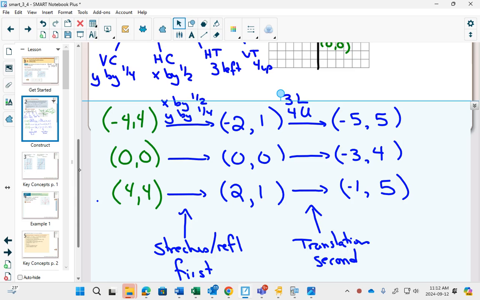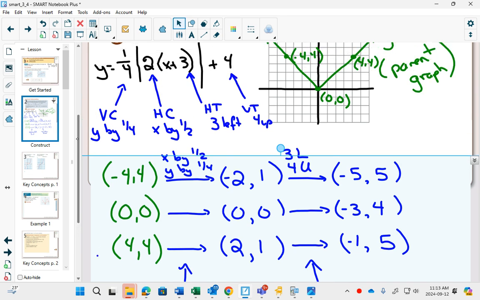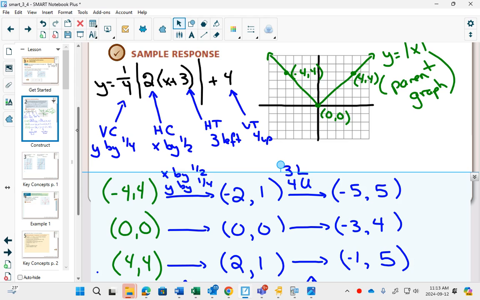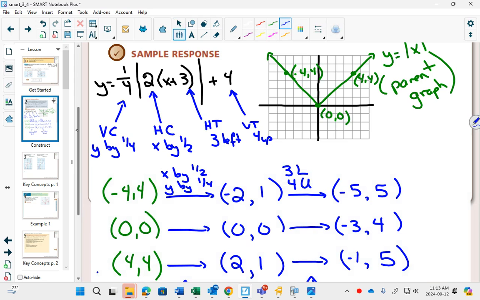And then, now that we've got our 3 new points, I'm going to plot those on the graph. I have (-5, 5). That is also in the wrong spot. Here we go. Negative 5, 1, 2, 3, 4, 5, comma 5, that would be right there. (-3, 4), that would be right there. And (-1, 5). So I've got my 3 new dots.